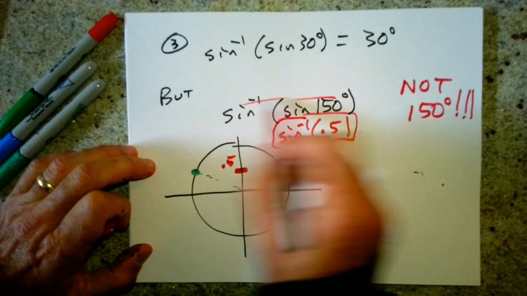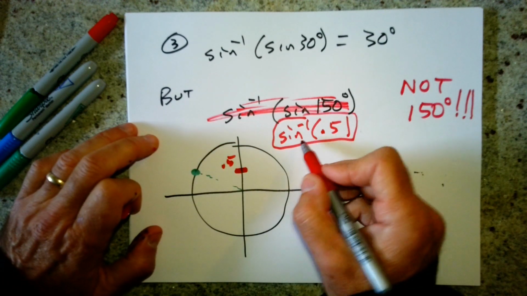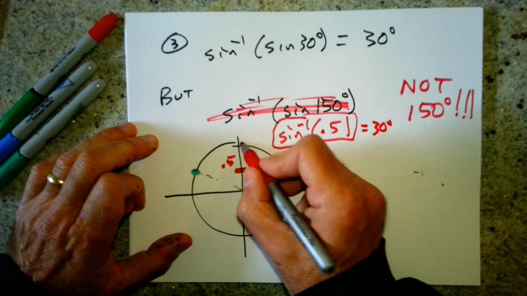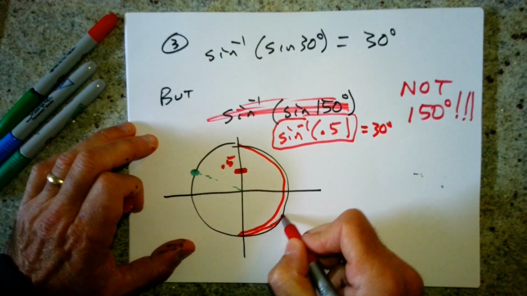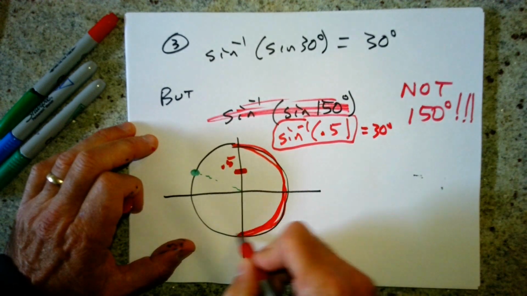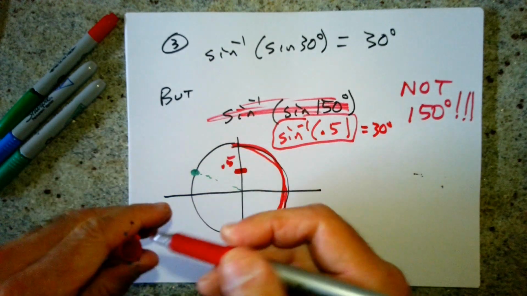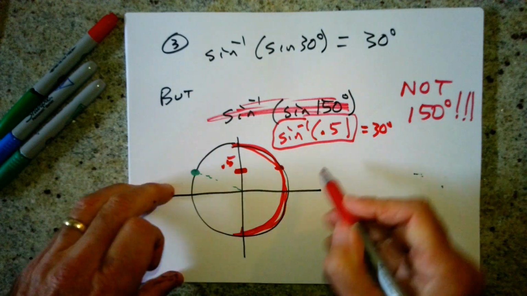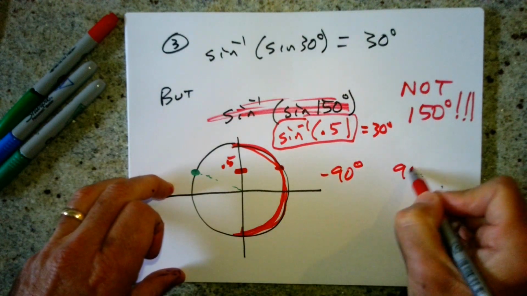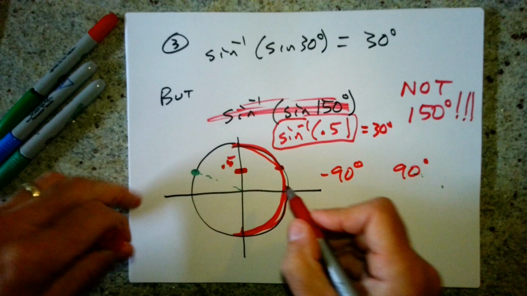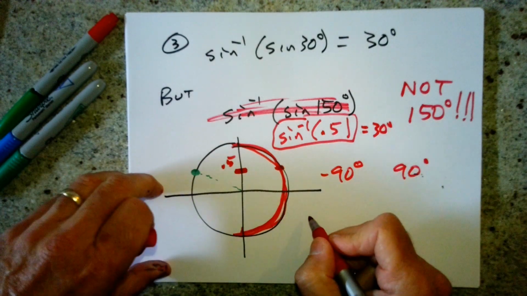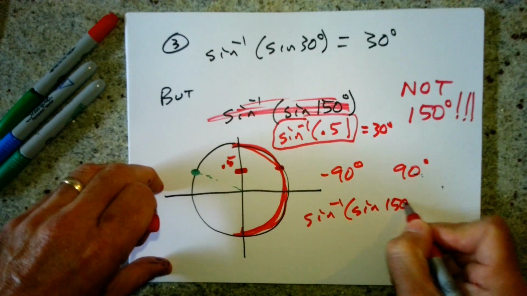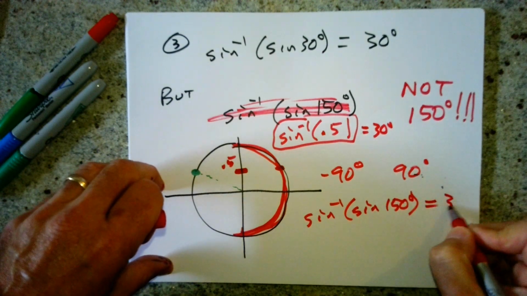So now you forget where this came from, and you just look at that. The inverse sine of 0.5 is 30 degrees. Because of this range restriction, remember the inverse sine family wears a fencing mask. The restriction on the inverse sine is from negative 90 degrees to 90 degrees. So your answer has to fall in there, and that would be here. That's 30 degrees. So the inverse sine of the sine of 150 degrees is not 150 degrees, it's 30 degrees.